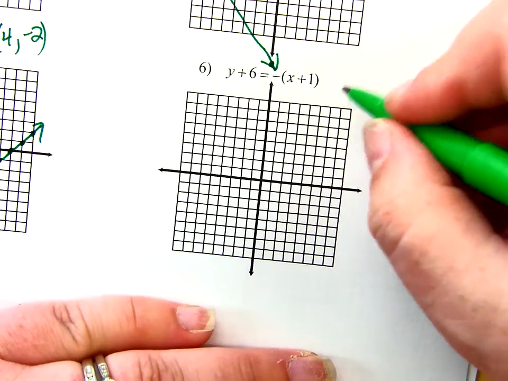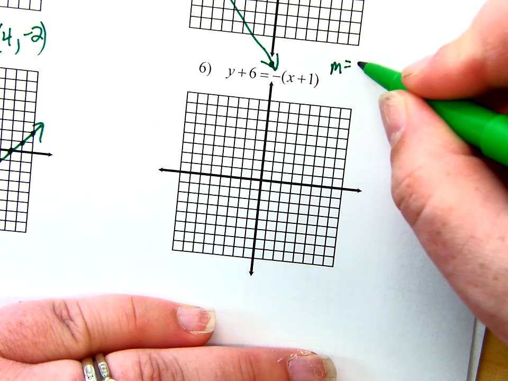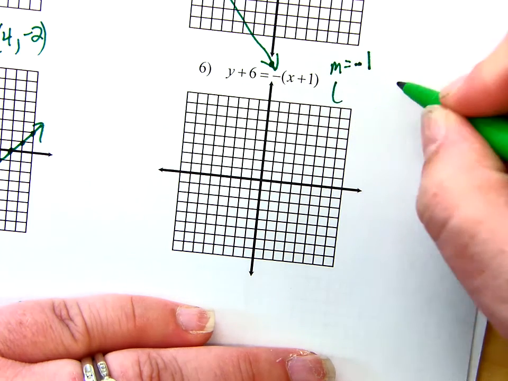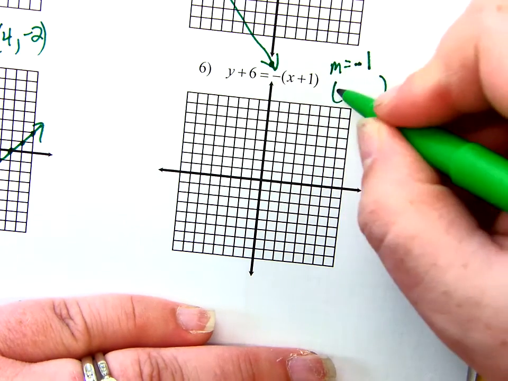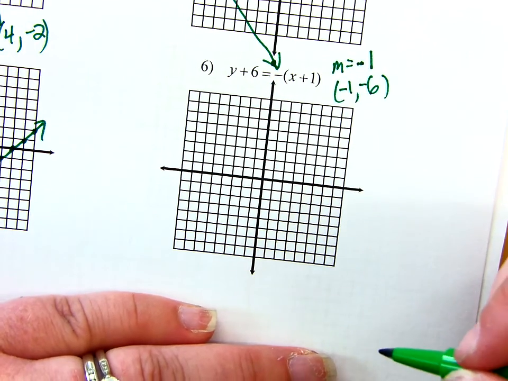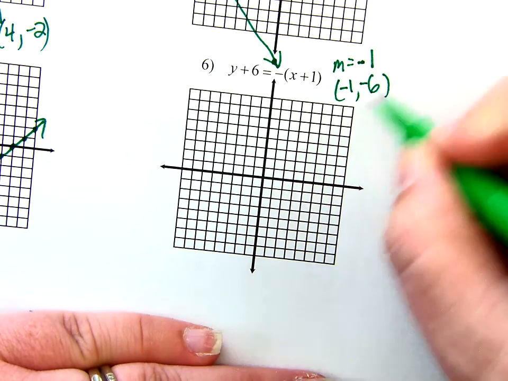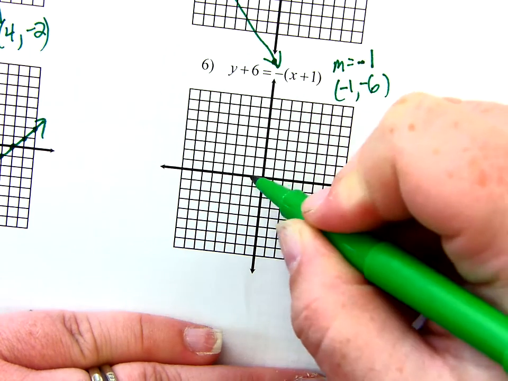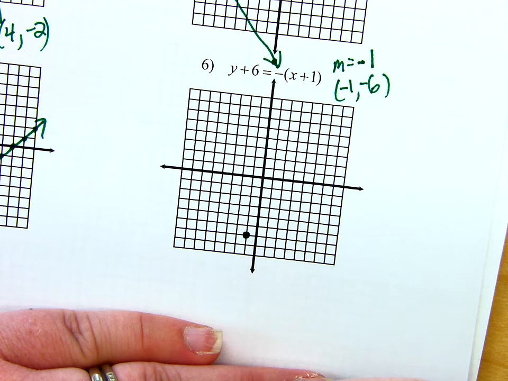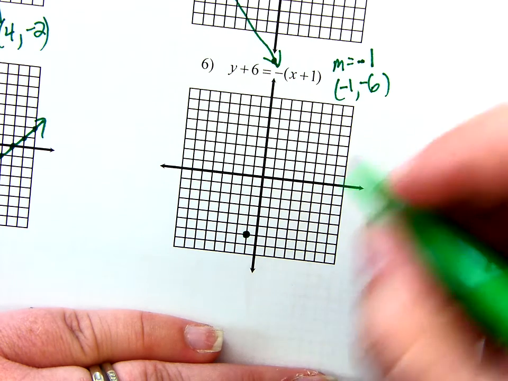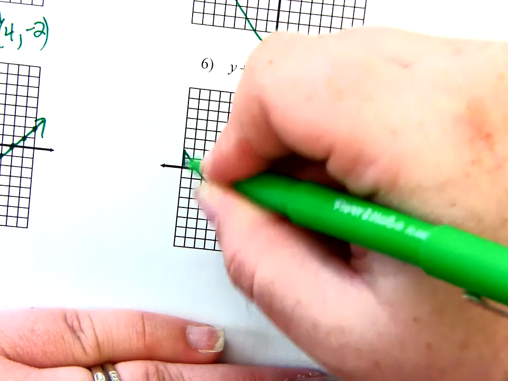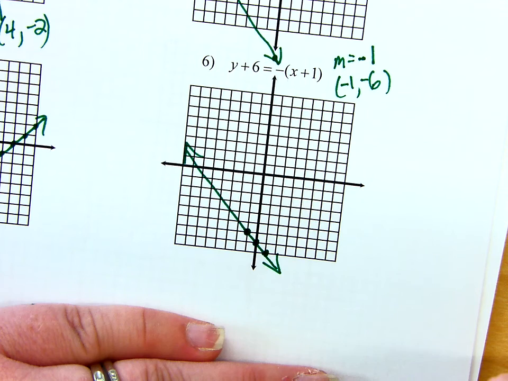And number 6. What's my slope this time? -1, I think I heard someone say it. And then the other point on this line, opposite of this, opposite of this. But where is (-1, -6) on the grid? You go left 1, down 6. You had to start there. And then you follow your slope of down 1 over 1. So there's this line. Does that make sense to everybody?